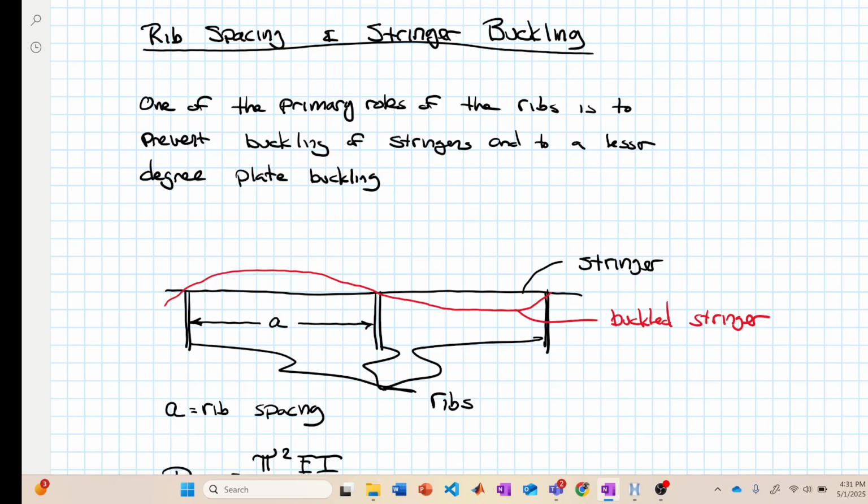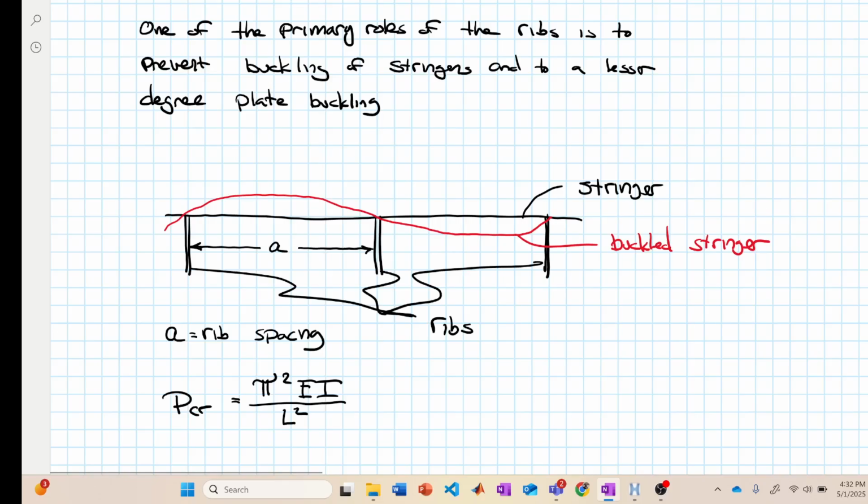Basically, one of the functions of the ribs, as well as to keep the bending of the beam beam-like, is also to prevent buckling of the stringers and, to a lesser degree, buckling of the top plate. What I've drawn here is a cross view. If you want to think of this as a wing, we are looking down the wing span, and those vertical elements are the ribs.